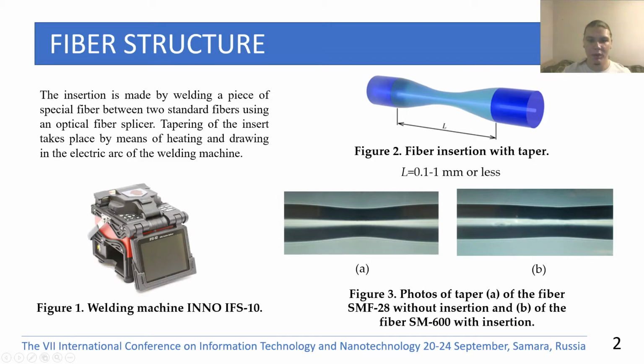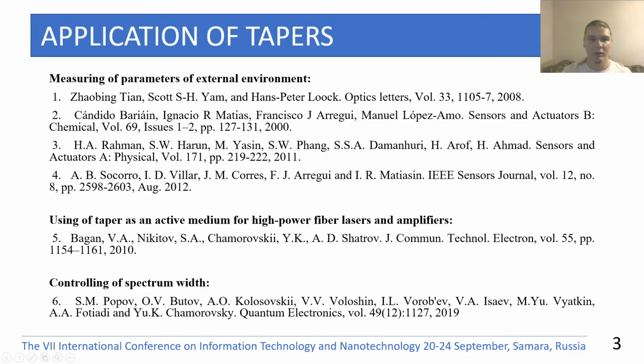We tapered the fiber with a welding machine for fiber splicing that you can see in the first figure. Also, you can see the model of the tapered structure in the second figure and photos of the tapered structure in the third figure. Such tapered structures can be used in measuring parameters of the external environment. Also, these structures can be used as an active medium for high-power fiber lasers and amplifiers and for controlling spectrum width.